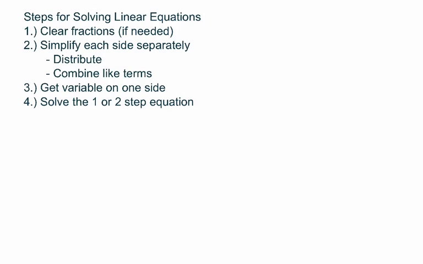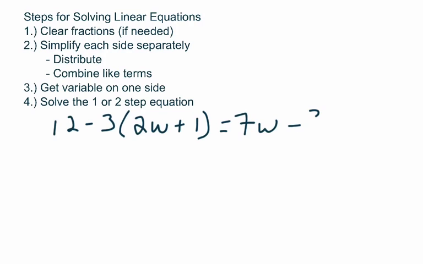Okay, so here is the equation you are going to solve. 12 minus 3 times the quantity 2w plus 1 equals 7w minus 3 times the quantity 7 plus w.